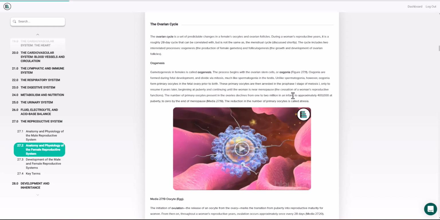The number of these oocytes will decline from 1 to 2 million in an infant. So when a young girl is born, she has 1 to 2 million of these early eggs. By the time she reaches puberty, she'll only have 400,000 or so. And of course, by the time she reaches menopause, she will be down to 0. That reduction in the number of these primary oocytes, these baby eggs, is called atresia. So that's an important word to know, atresia.